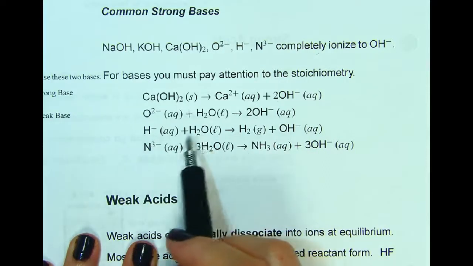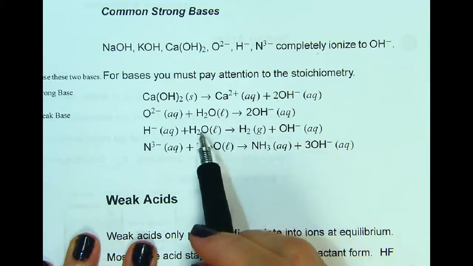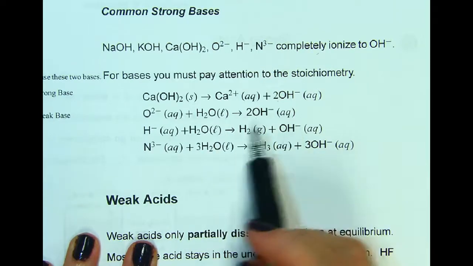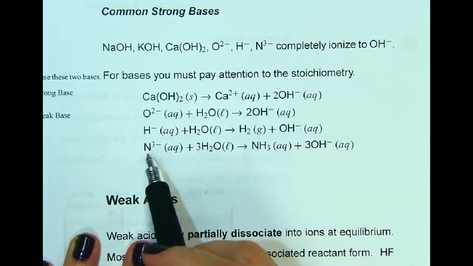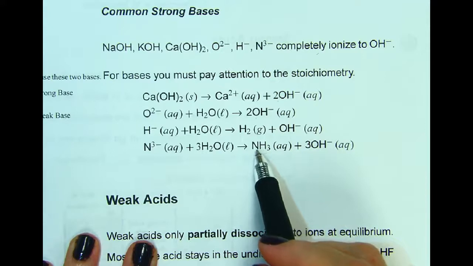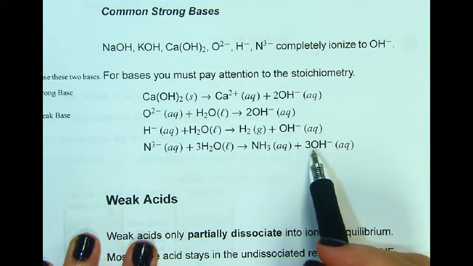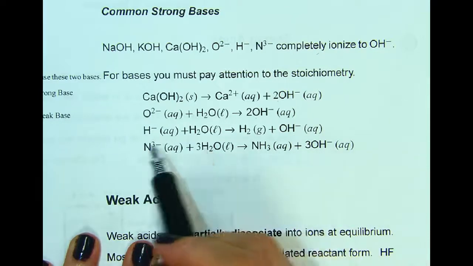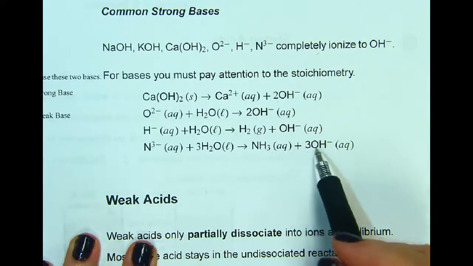Hydride plus water, you're going to transfer a hydrogen over from the water, and you're going to end up with hydrogen gas, and we're going to be left with a hydroxide. And finally, we're going to move a hydrogen over from the water to the nitride, and that's going to give us NH3, and we're going to end up with 3 hydroxides as a result. So 3 hydrogens are going to transfer from these 3 waters, giving us NH3, and then we'll have 3 hydroxides afterwards.